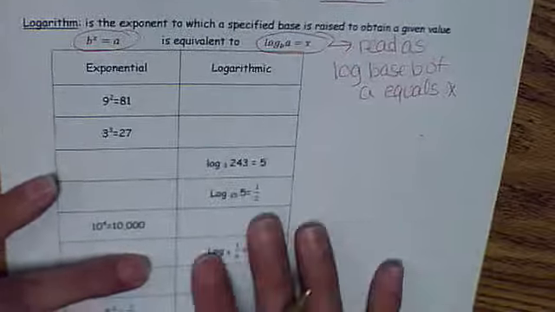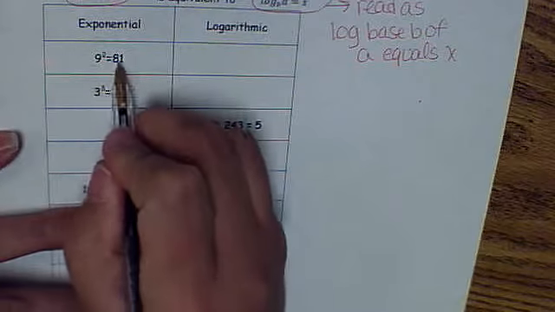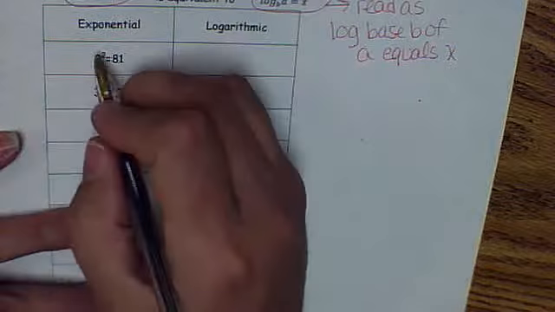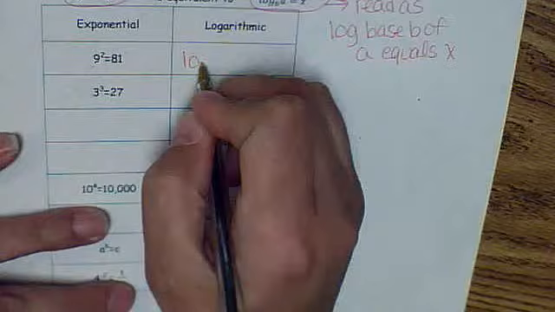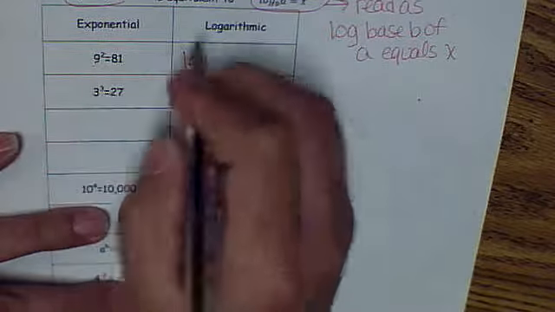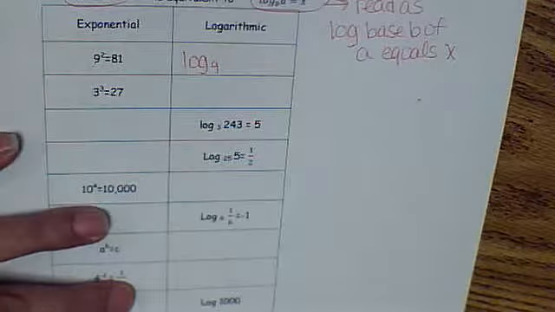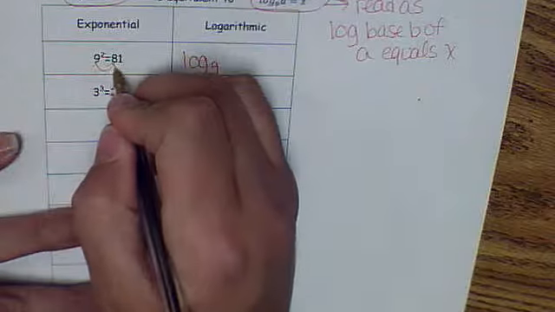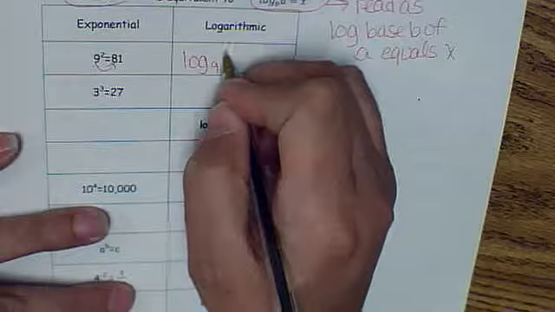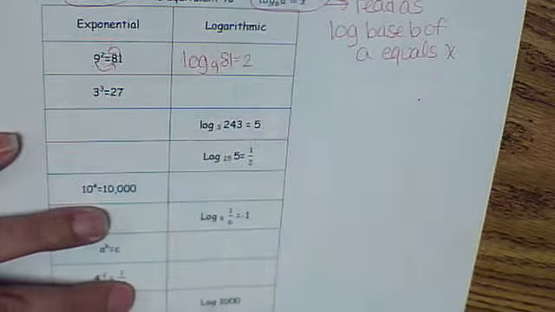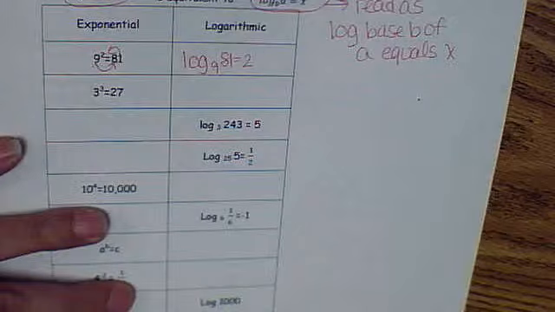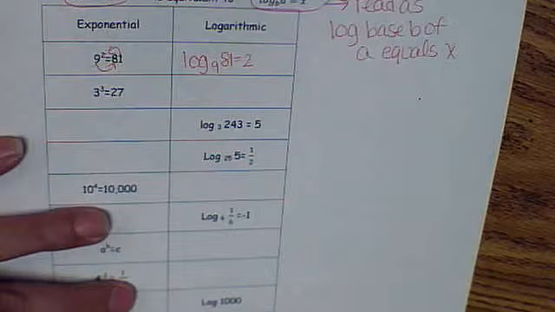So we're going to work through this table, and it's just rewriting. The first one, 9 to the second power equals 81. In logarithmic form, we write log. Our base is the same as the base over here, which is 9. So log base 9, and you go right around in a circle. So log base 9 of 81 equals 2.